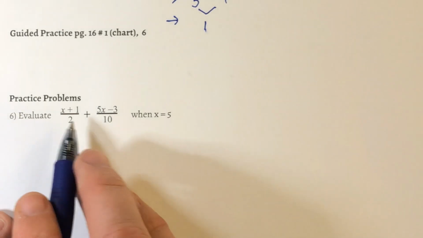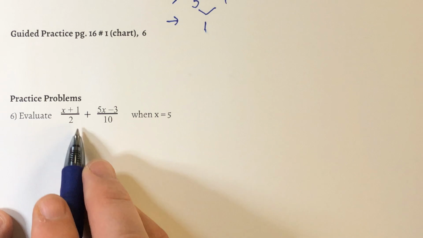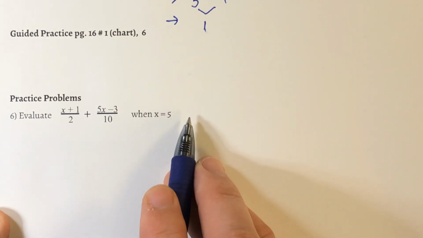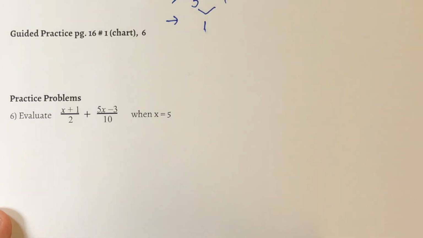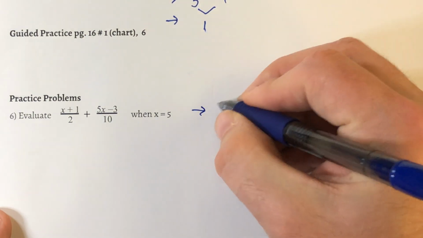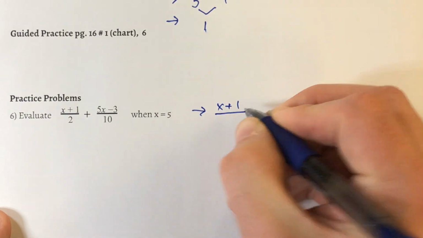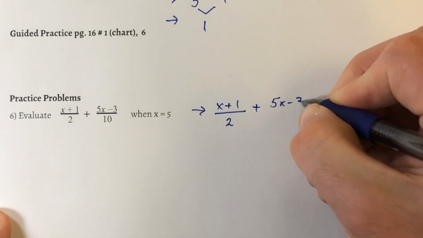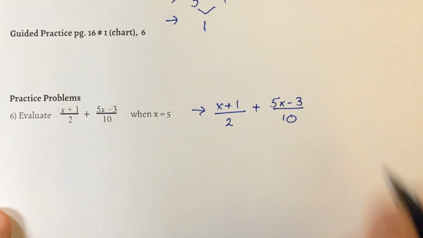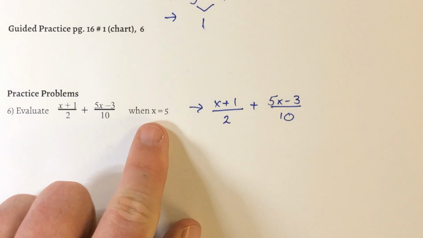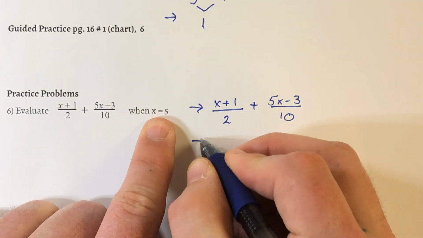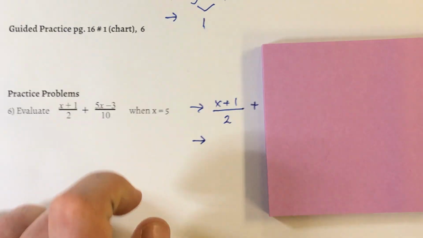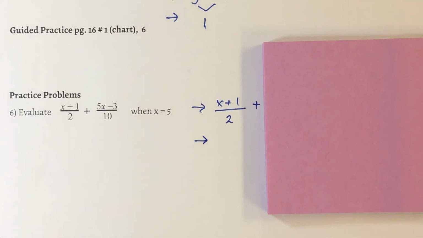All right. It says evaluate x plus 1 divided by 2 plus 5x minus 3 divided by 10 when x equals 5. First step, write down your problem. So x plus 1 divided by 2 plus 5x minus 3 divided by 10. Second step, substitute all your x's with 5. If it helps, cover up piece by piece so it's not overwhelming.